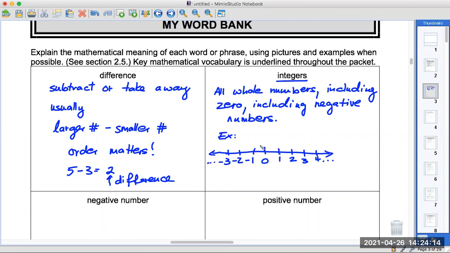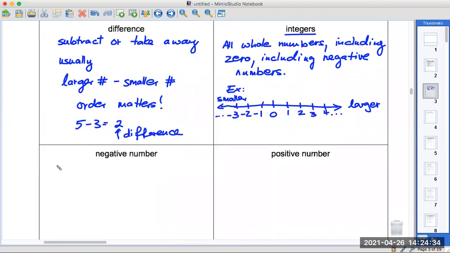And you can show it by going dot, dot, dot. So this side has the smaller numbers, this has the larger. So as you go to the right, the numbers get larger. As you go to the left, the numbers get smaller. Okay. Negative numbers are less than 0. They're on the left side over here. So the symbol would be less than 0. Your negative numbers, let's put that here. Less than 0. To the left of 0 on the number line.